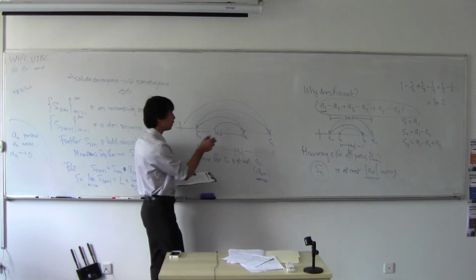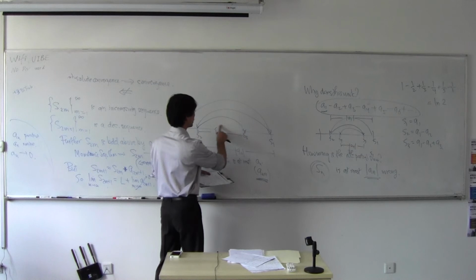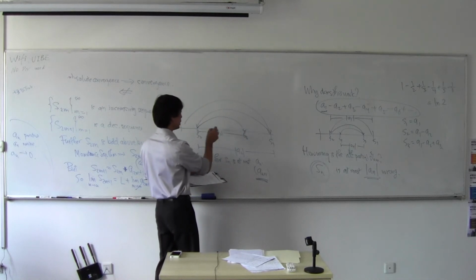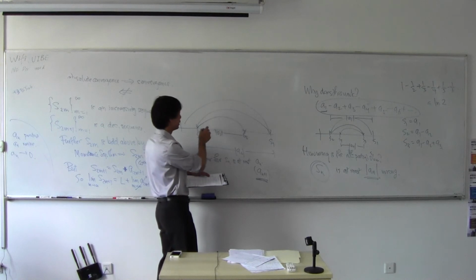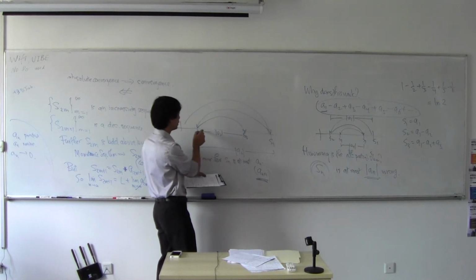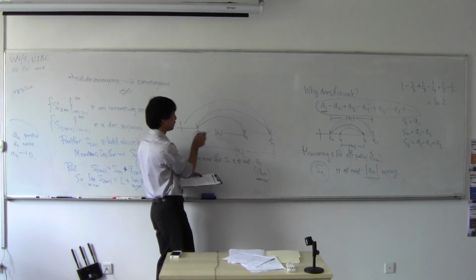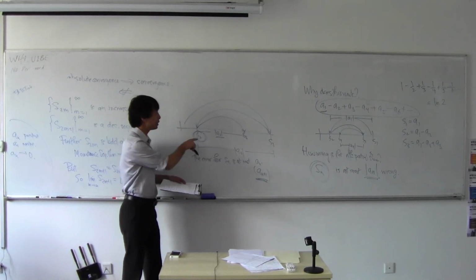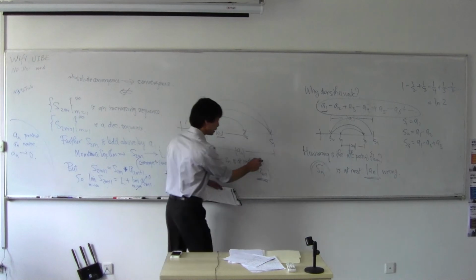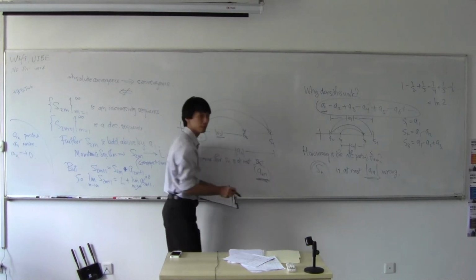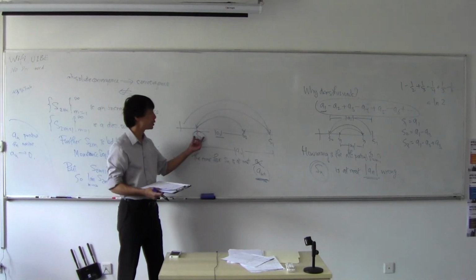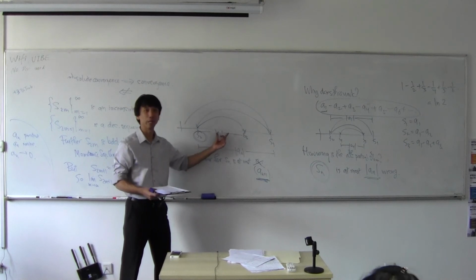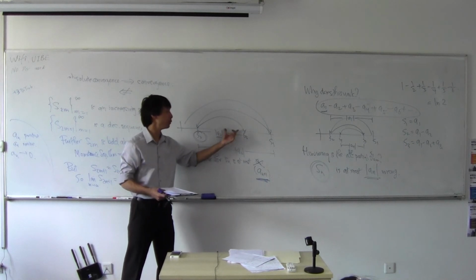Right. We know that the actual answer is going to lie somewhere in here. So how wrong is S2? At most, it's A3 wrong. I should really say A_{n+1} because that's better. S2 is at most A3 wrong. S3 is at most A4 wrong.